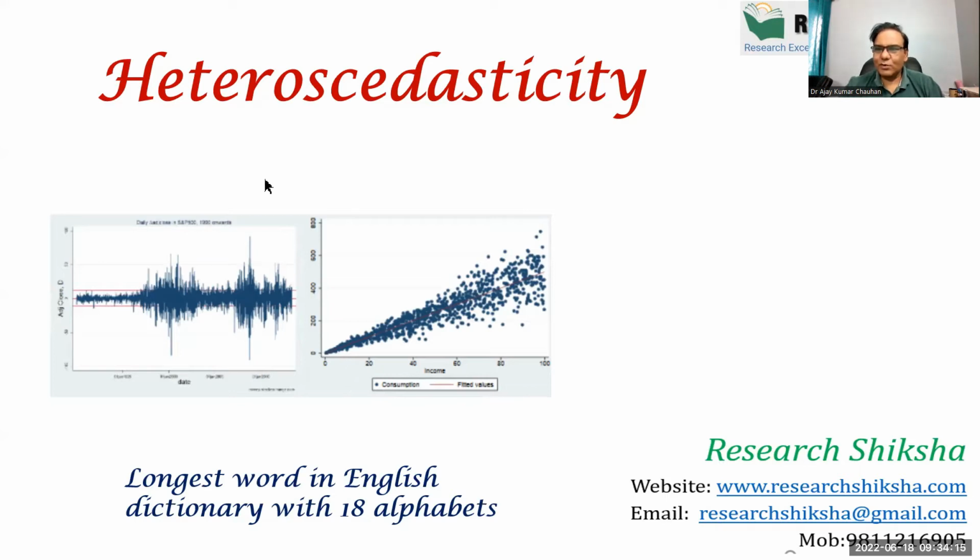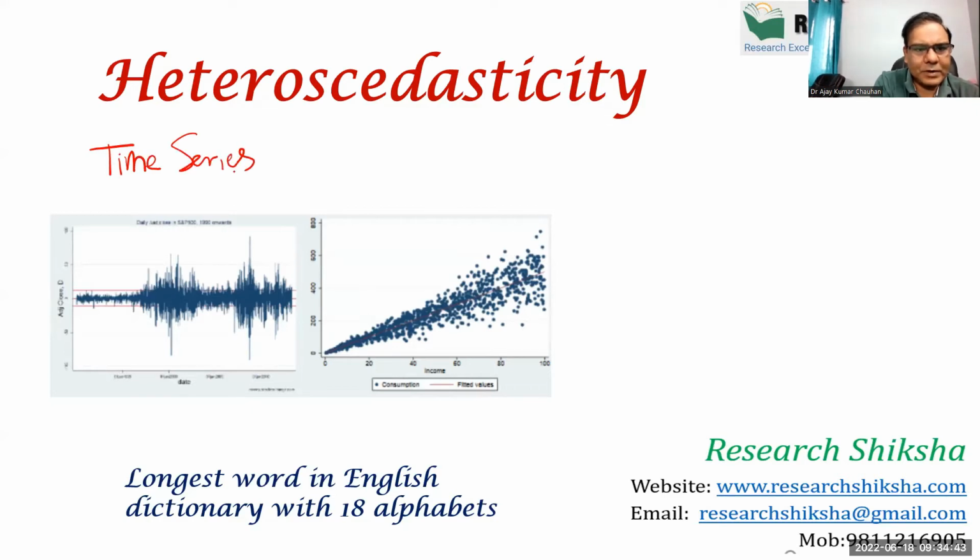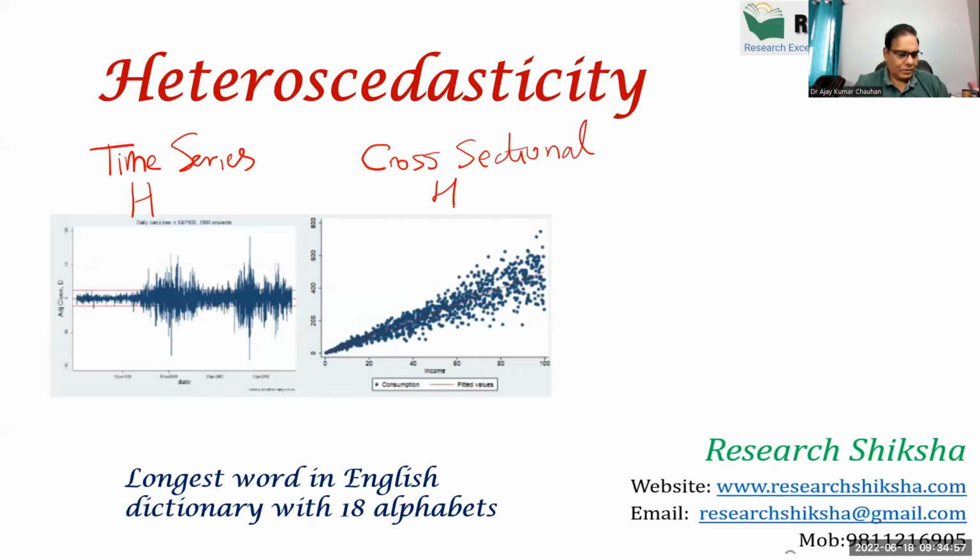Okay, so heteroskedasticity. Now you can see that there are two graphs in this slide, and these two graphs represent two different things. The first graph is representing time series heteroskedasticity, and this is cross-sectional heteroskedasticity. So there are two types of heteroskedasticity, one on the time series and one on the cross-section. So what is it? We will discuss in detail.